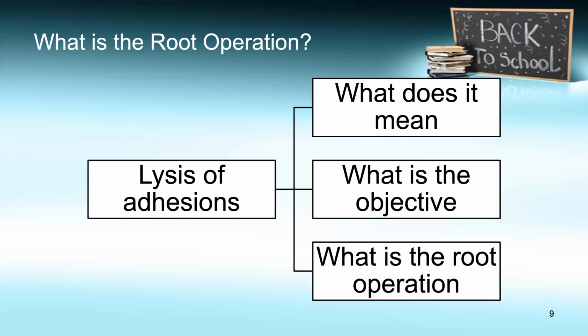Because remember, the objective of the procedure is what determines the root operation. That's what the root operation is. What is the intent of the procedure? What's the objective? What are they trying to accomplish? So always think of it like that, so that you can frame your mind, not necessarily how did they perform it, but what is it they're trying to achieve? That's what you need to figure out.